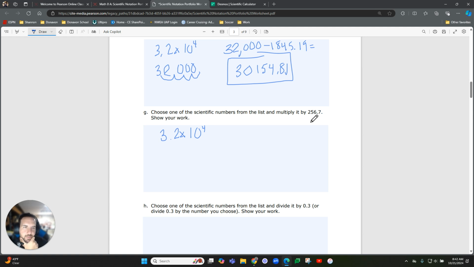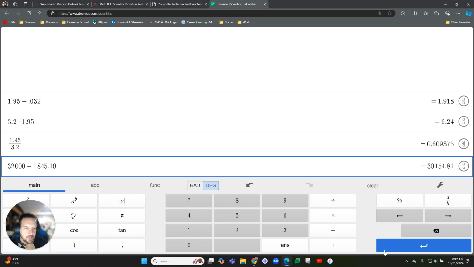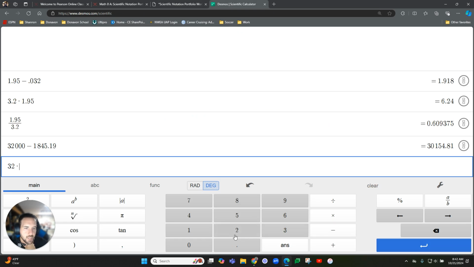Okay, so this would be 2.567 times 10. I move the decimal place over twice, so 10 to the 2nd power. All right, so I'm multiplying that times 2.567 times 10 to the 2nd. And again, remember to multiply. We multiply the coefficients, so 3.2 times 2.567. All right, so 3.2 times 2.567.